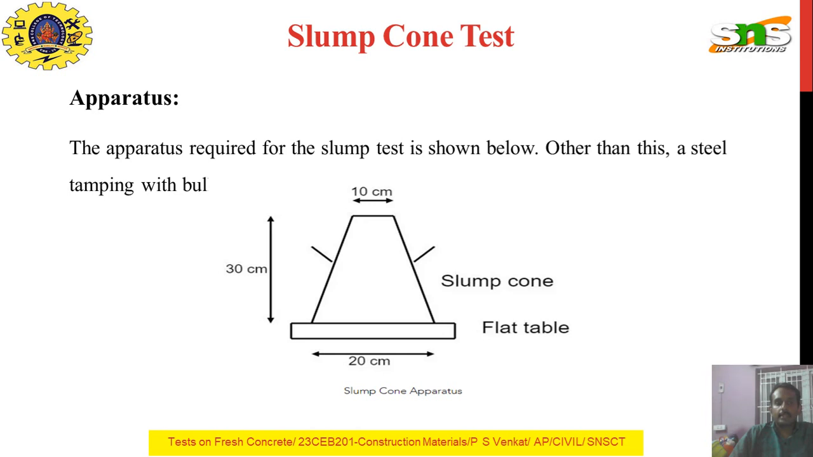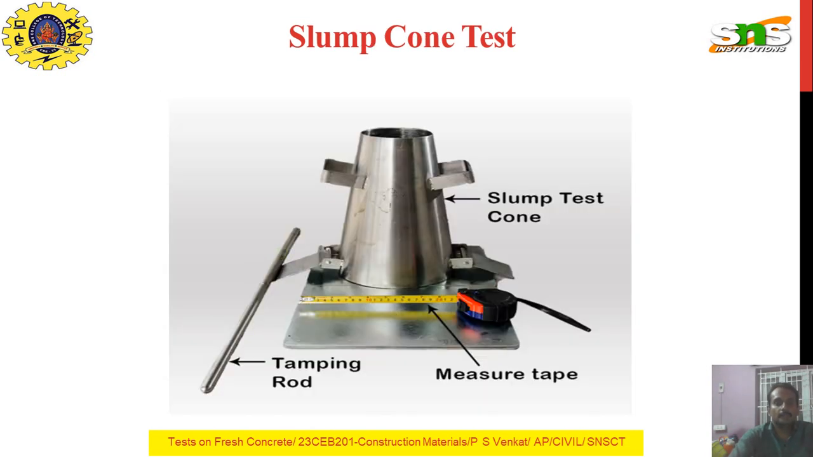Slump cone test is conducted with the help of apparatus which is in the shape of a cone. The dimensions of the cone are 30 cm in height, 20 cm bottom diameter and 10 cm top diameter. A tamping rod is used, in which the concrete is poured in 4 layers and each layer is compacted by providing 25 blows.